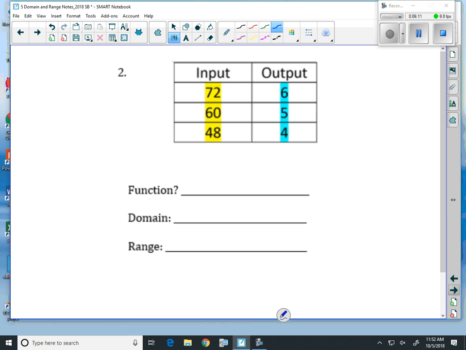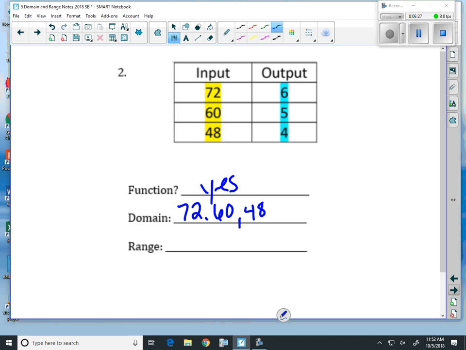Okay, so here we have input output. Which one's X? Input. Is this a function? Yes. So our domain would be 72, 60, 48.